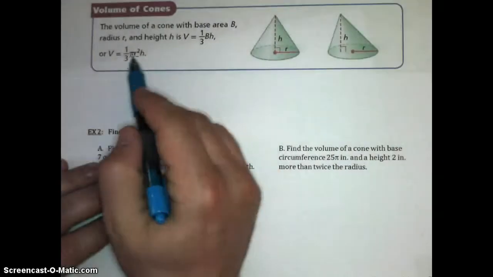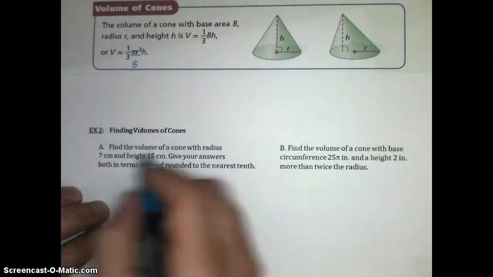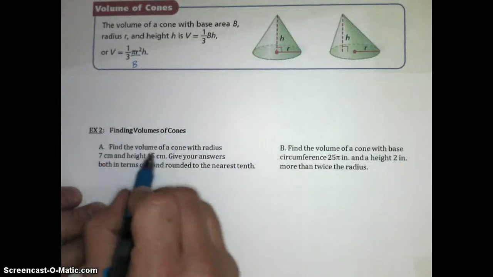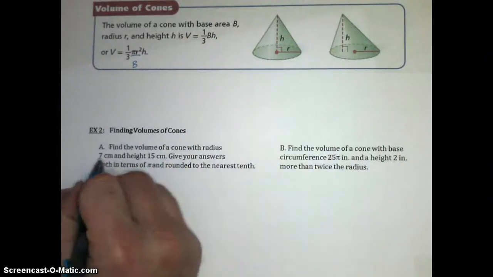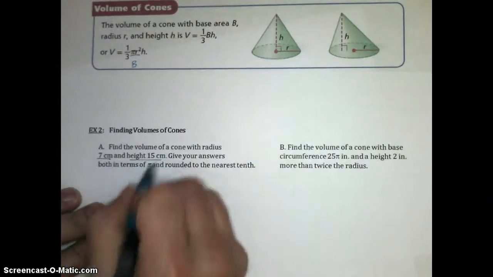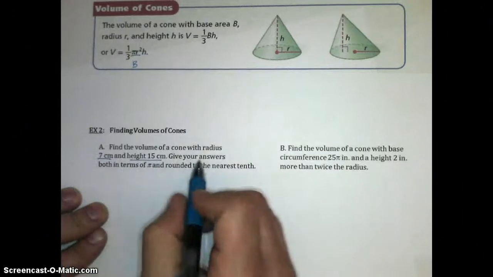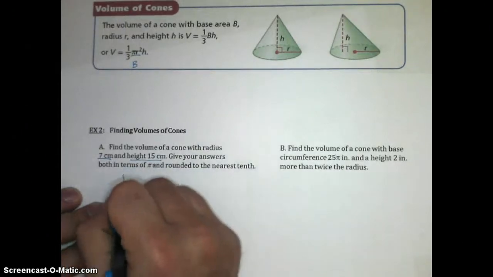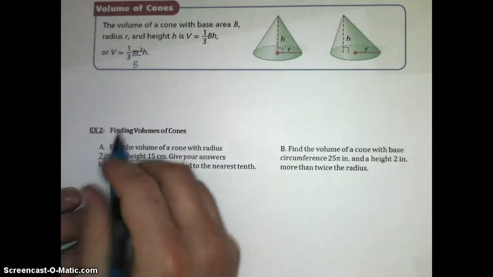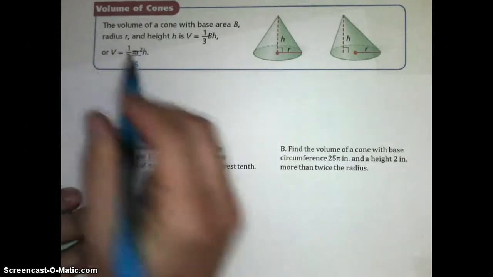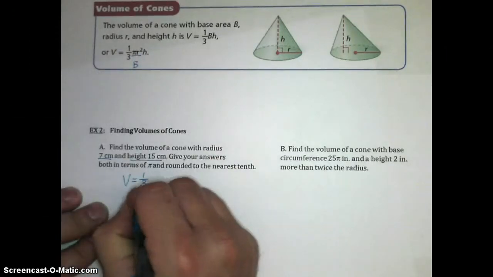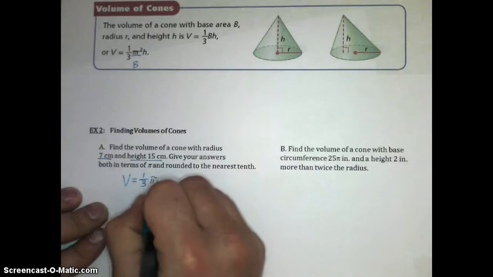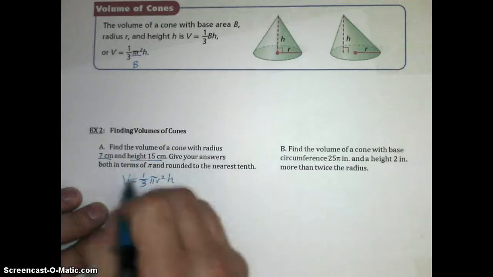All right, we're going to use those formulas as we work on these examples. Example 2a, we are to find the volume of a cone with a given radius of 7 centimeters and a height of 15 centimeters. We're going to be giving our answers in terms of pi and rounded to the nearest tenth. So all we have to do is look at this formula. Since we're given the radius, we should use this version of the formula. V equals 1/3 pi r squared h.